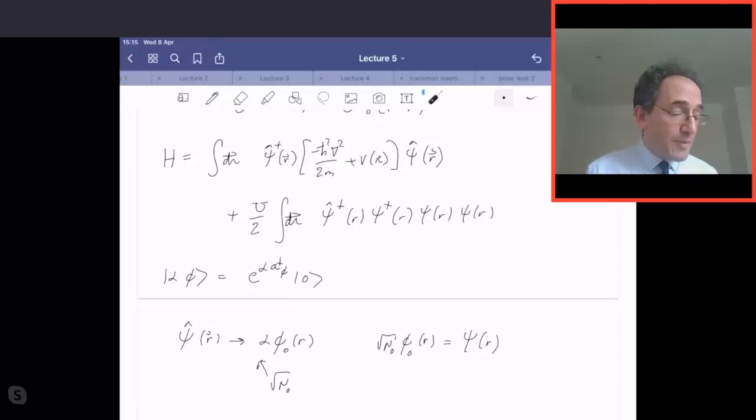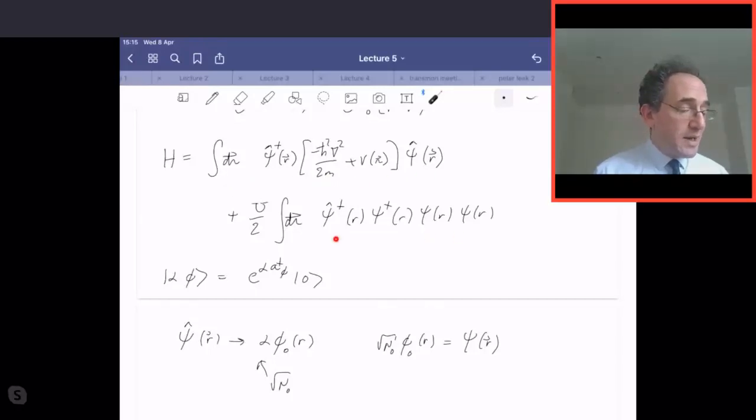But when we operate, psi hat of r is an operator, and psi of r over here is a scalar. But when we operate psi hat of r on a coherent state, it gives us back psi of r, the scalar, as an output. So as a result, when we take the expectation value of this Hamiltonian in the coherent state BEC, in this state here, it's just going to turn these psi operators into psi scalars.